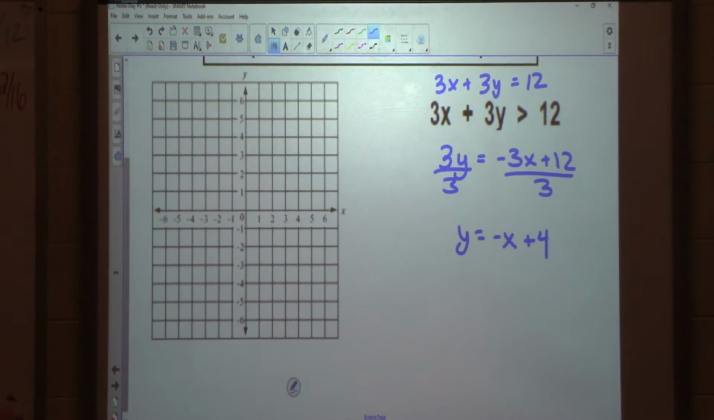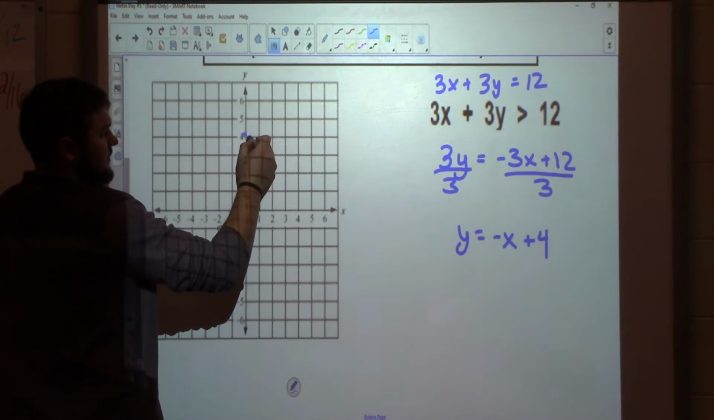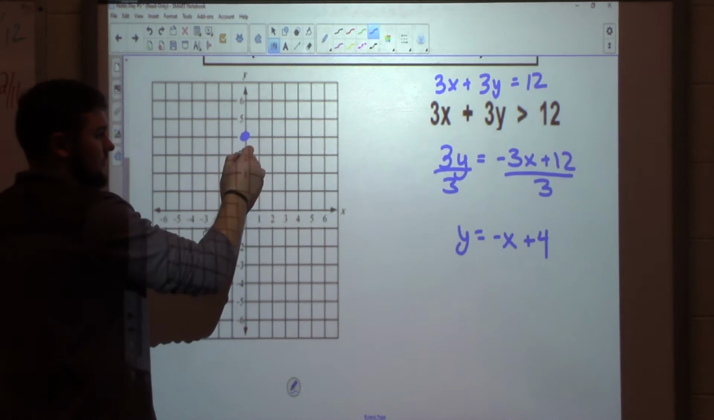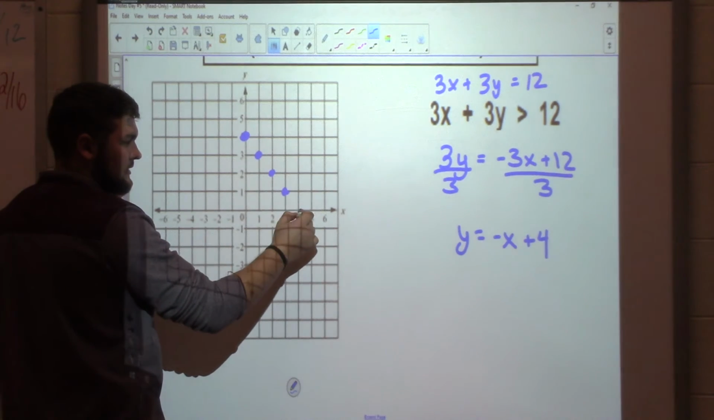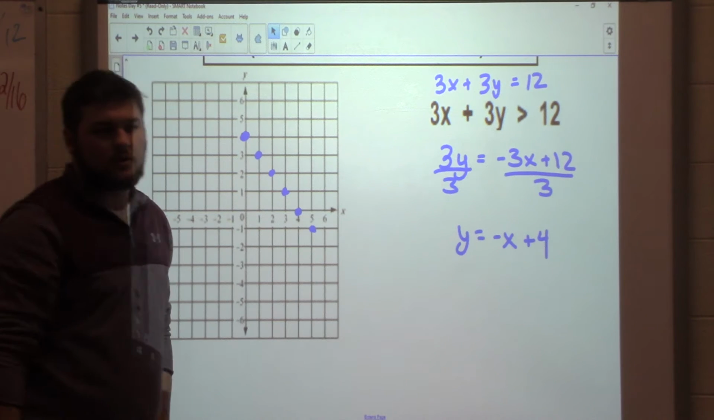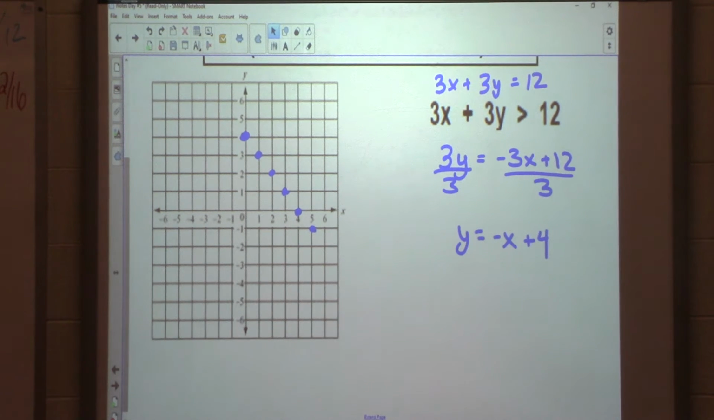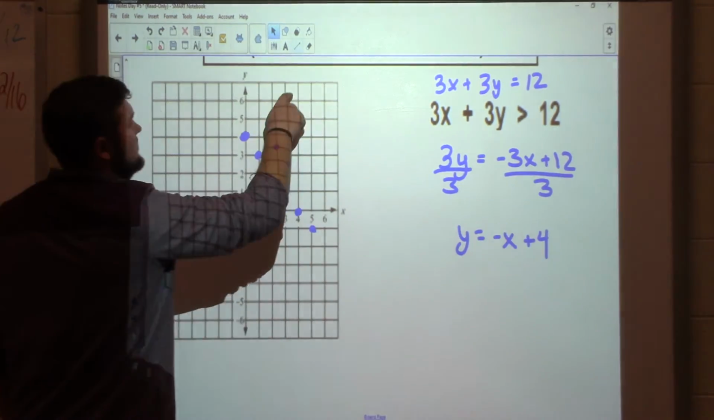Alright, so if I go to graph that, my y-intercept is at 4. My slope is negative 1, which means down 1, right 1. Down 1, right 1. Down 1, right 1. Now, when I go to draw my line, is this going to be dashed or solid? Dashed, right? It is just greater than. It's not or equal to.